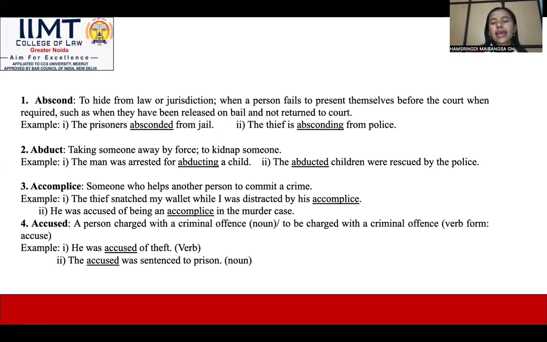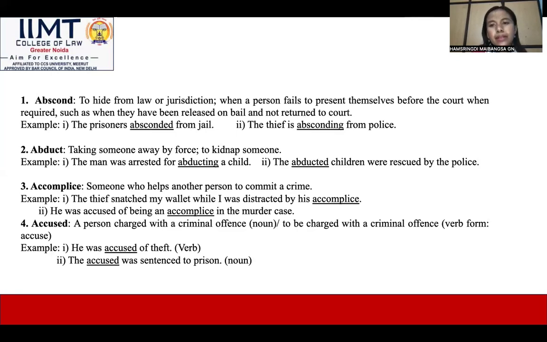The next word is abduct. Abduct means taking someone away by force or to kidnap someone. Here, in the example, you can see the first example is the man was arrested for abducting a child. Again, here the word abducting is the present form of the word abduct.